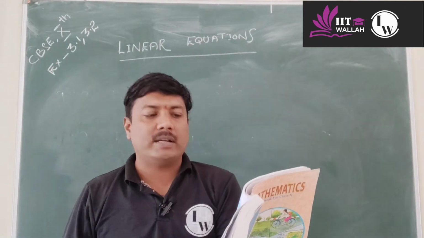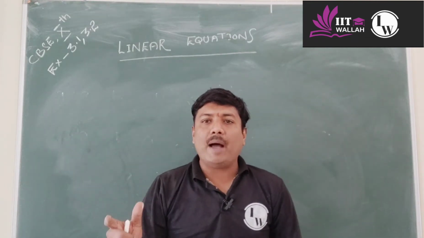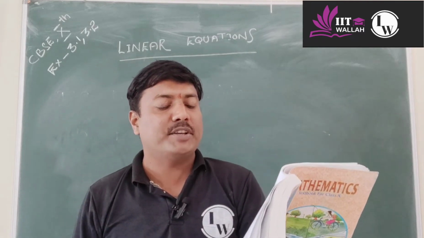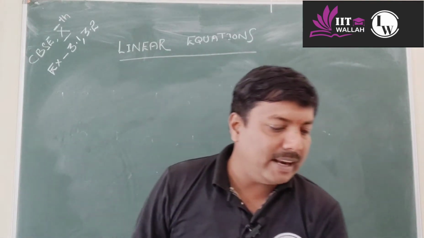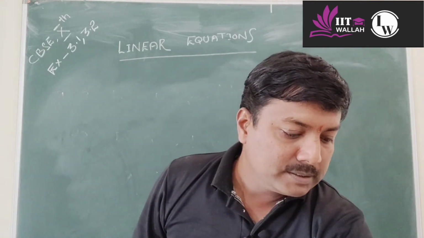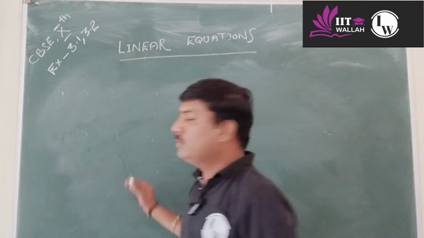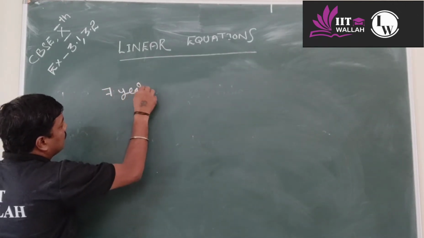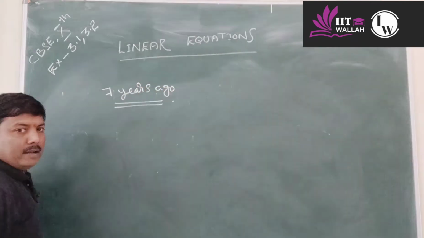Aftab tells his daughter, 7 years ago, I was 7 times as old as you were then. So this is happening 7 years ago. Aftab is telling his daughter that 7 years ago I was 7 times as old as you. So first we will write 7 years ago.